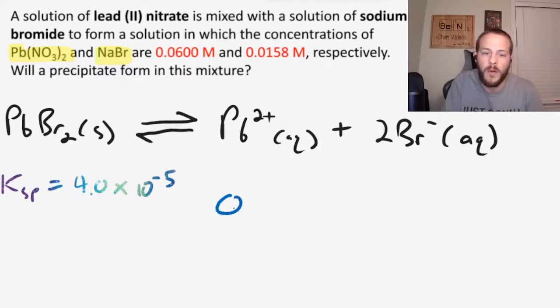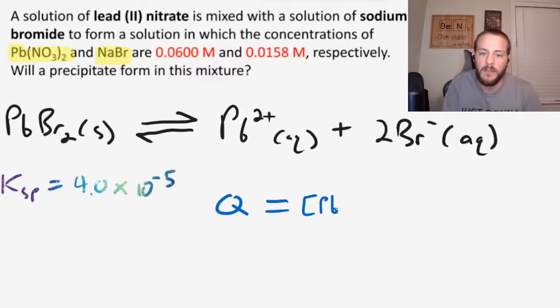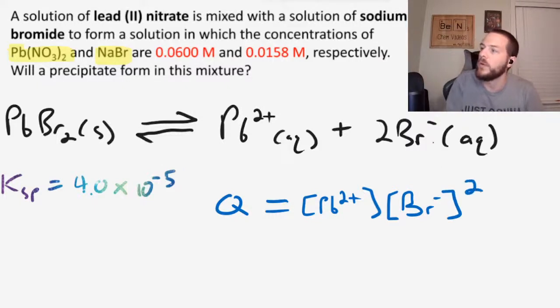So we're at the point where we want Q, the reaction quotient. Well, again, Q is just the same expression as KSP, products over reactants. It's just that Q describes the reaction under any conditions, and KSP describes the reaction at equilibrium. So the products of this are the lead ion, so we have the concentration of Pb2+, multiplied by the concentration of bromide ion, Br minus, and this one is going to be squared because there's a coefficient of 2 in front of that bromide ion, right? And so we were given these values.